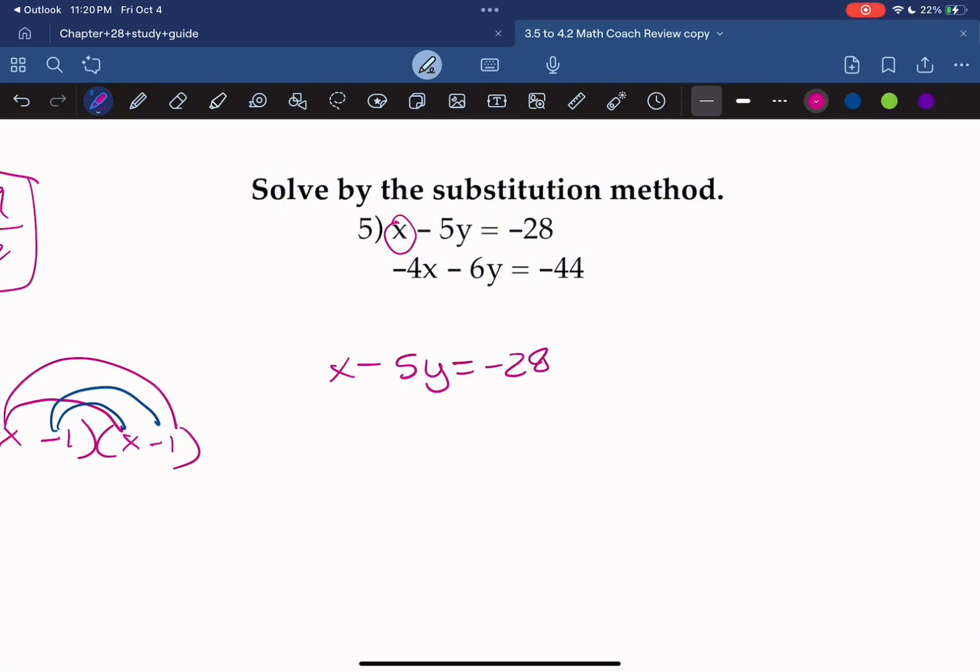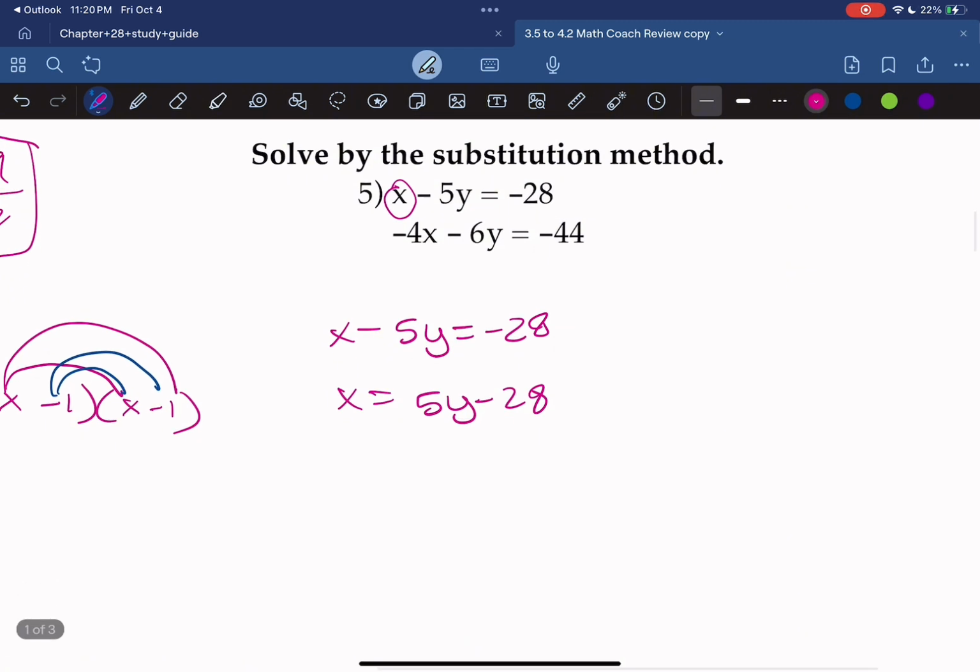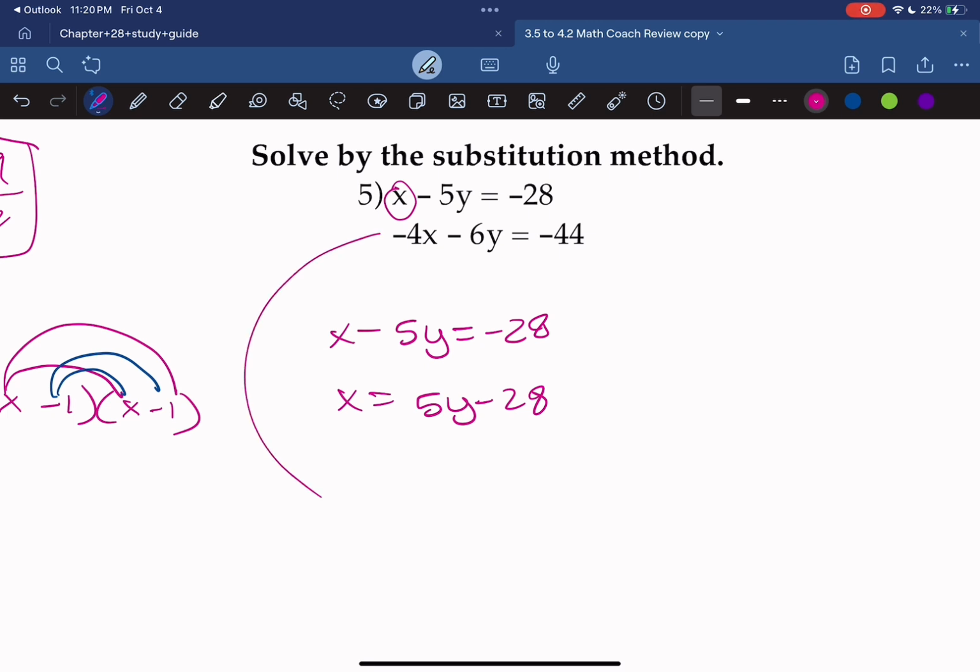Now in order to isolate x, we have to move the y to the other side. So x is going to equal 5y minus 28. And it's positive 5y because we're moving it from one side to another, so the sign changes. And since we're using substitution, let's plug in, this is our x now. Negative 4 times 5y minus 28 minus 6y equals a negative 44.